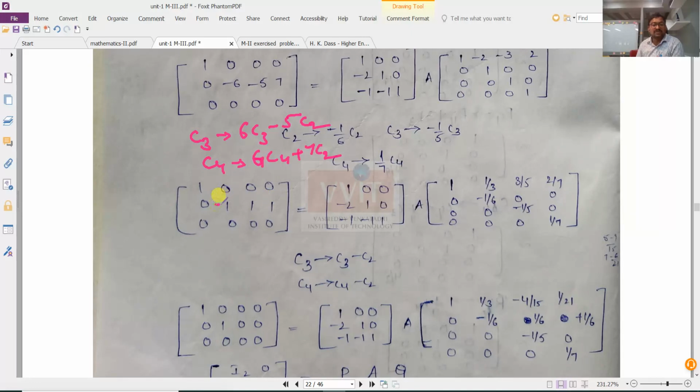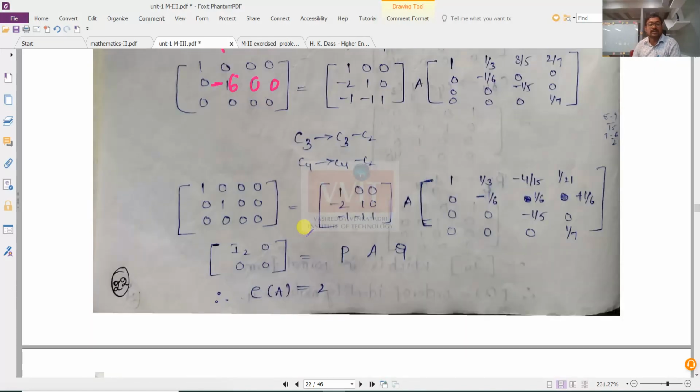If you do that, no doubt these two will be 0. It will be minus 6, it will be minus 6. These two will be zeros, and here the fractional values can be avoided. Of course, that is up to your choice. We can do it this way also. The options are yours. Finally, it is converted to the normal form [I2 0].